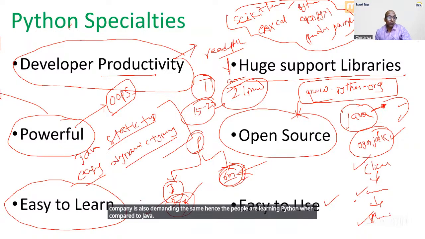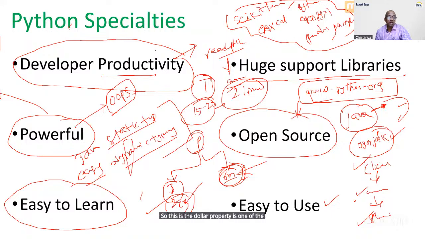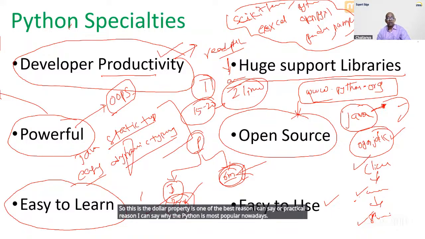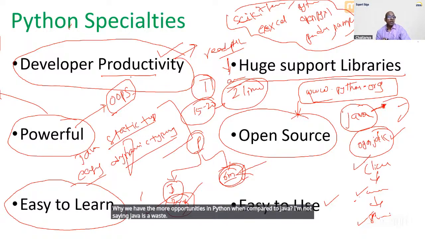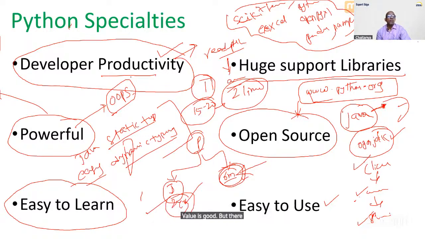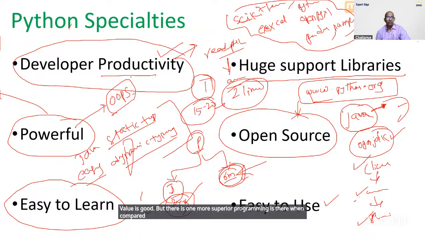So developer productivity is one of the best practical reasons why Python is most popular nowadays, and why we have more opportunities in Python when compared to Java. I'm not saying Java is a waste. Java is good, but there is one more superior programming language when compared to Java. That is the problem here.